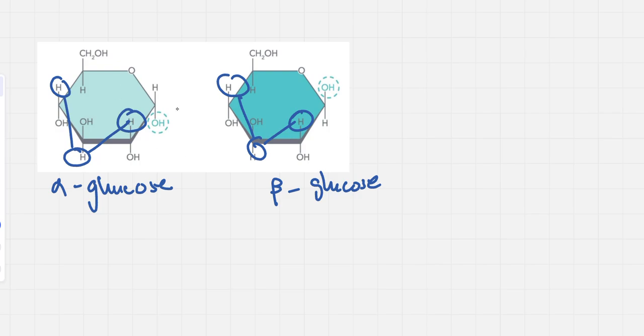Then you place the OHs around it. On top over here, it's always CH2OH, and opposite of it, there will be hydrogen. That's how you draw the main structure of the glucose molecule.